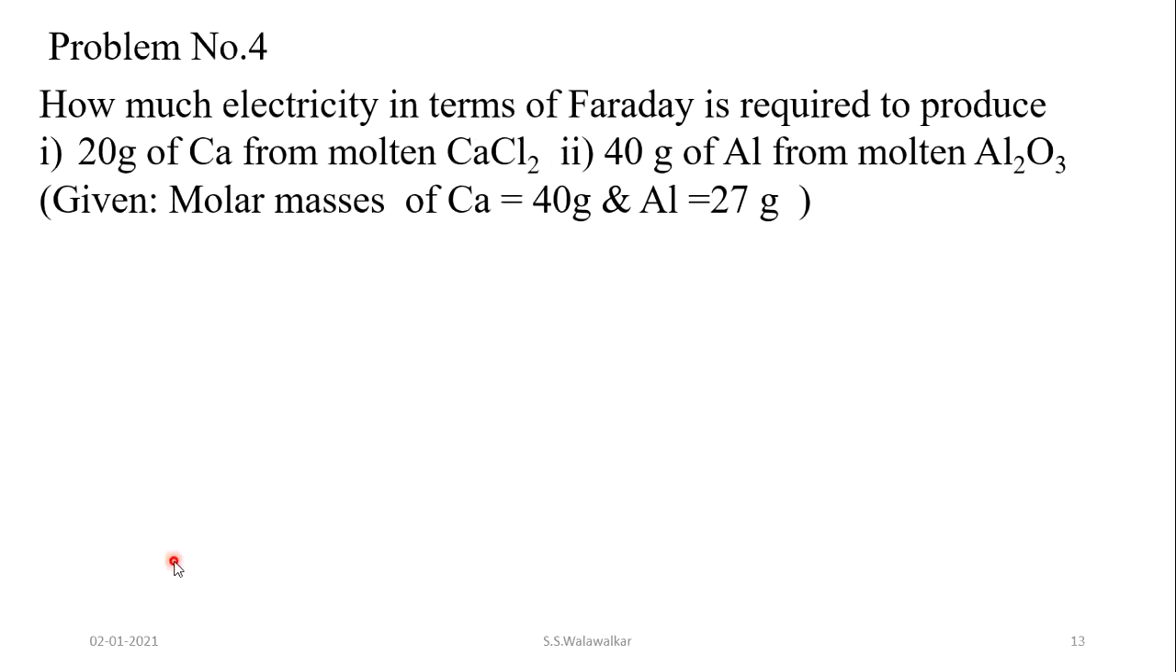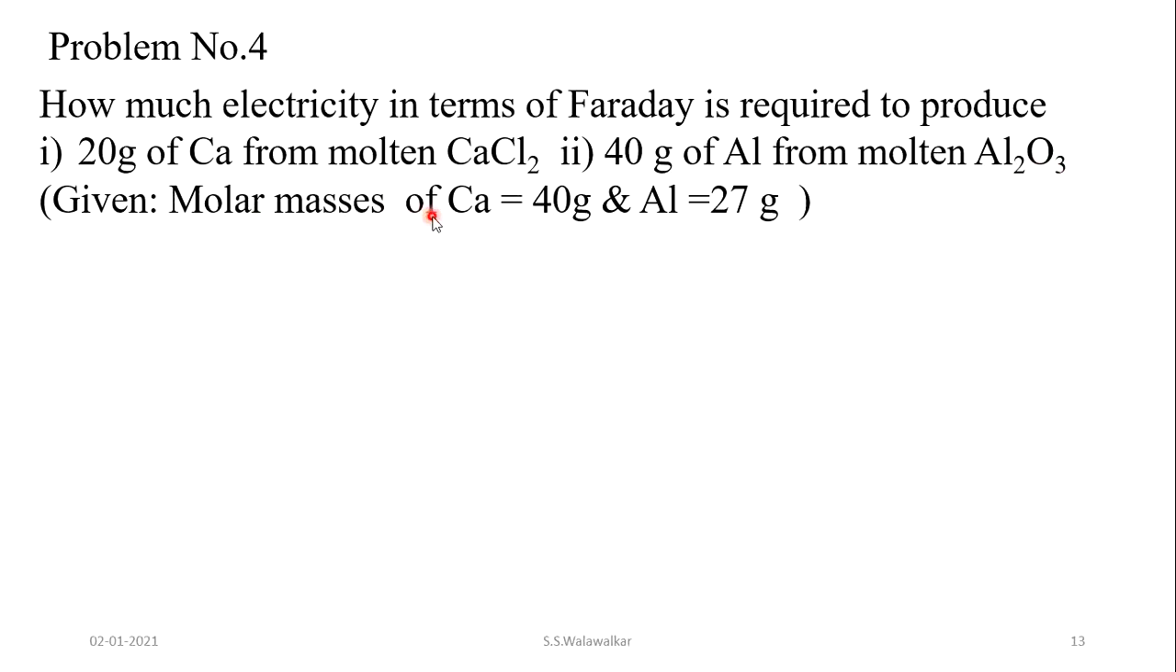Another problem, this is a slightly different type of problem. Many times questions are asked on this in MCQ. So prepare such types of problems well. See here, how much electricity in terms of Faraday is required to produce 20 gram of calcium from molten calcium chloride, and second, 40 gram of aluminium from molten Al2O3.